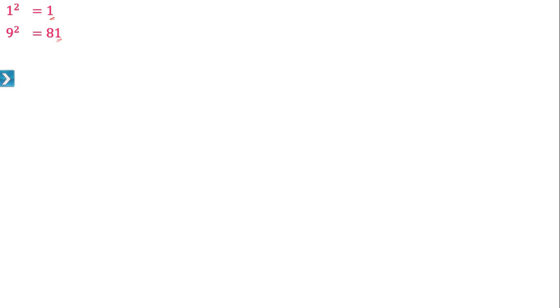Which is the next square number which ends with 1? That is 11 square is equal to 121. The next square number which ends with 1 is 19 square is equal to 361. See here, 1, 81, 121, 361 are square numbers which end with 1.